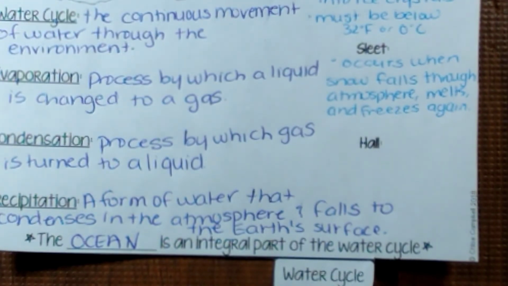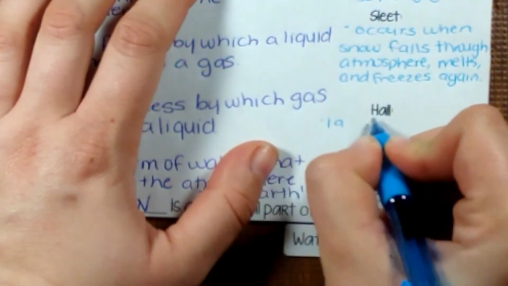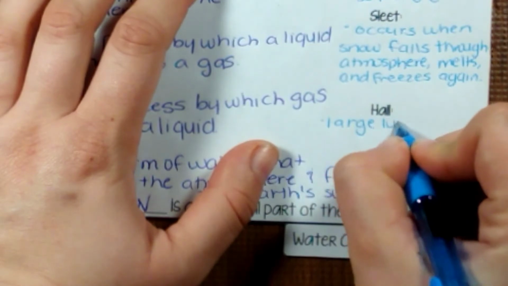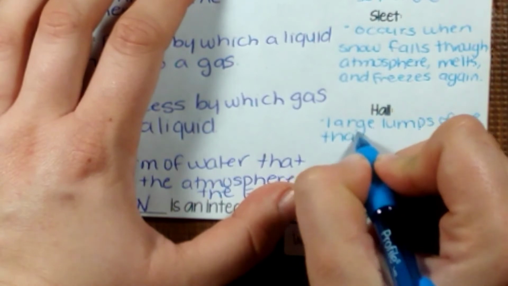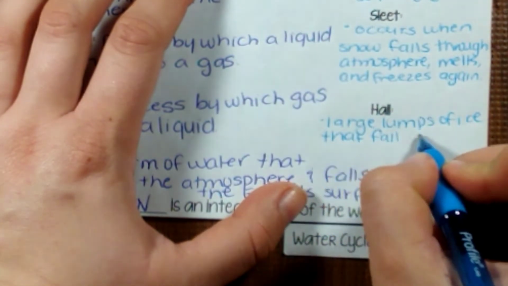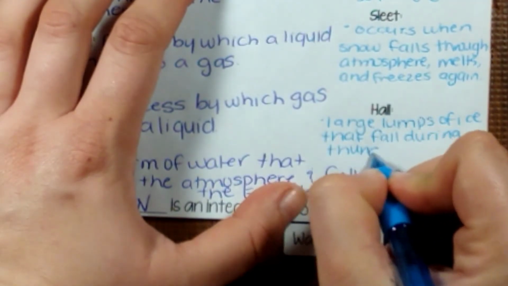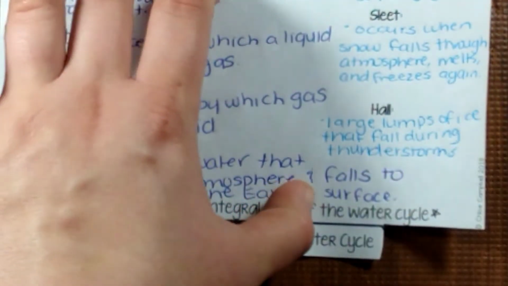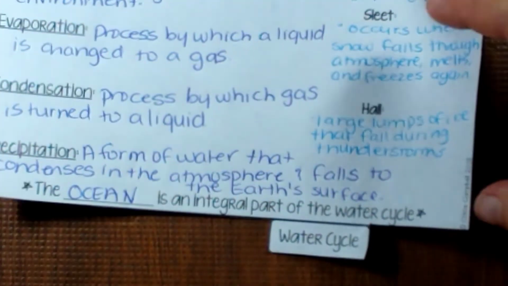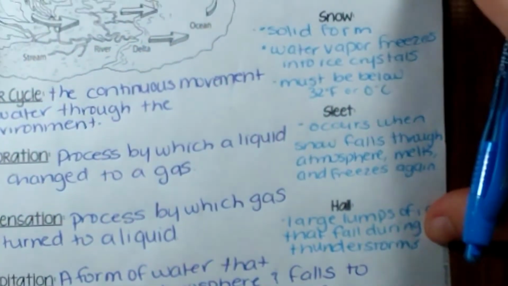And our last one is hail, large lumps of ice that fall during thunderstorms. They can range from very small to very large. It does not have to be freezing in order for that to happen. So that is our water cycle.